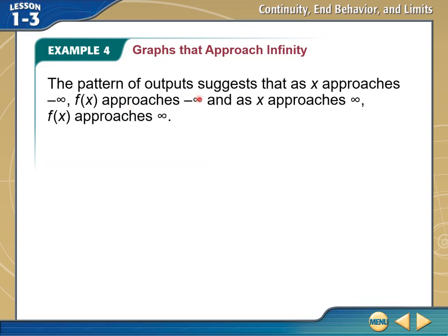Now, the pattern of output suggests that as x approaches negative infinity, f of x approaches negative infinity, and as x approaches infinity, f of x also approaches infinity. So the answer in the end must be written this way. The limit as x approaches negative infinity of f of x equals negative infinity, and the limit as x approaches infinity of f of x equals infinity. I hope I made it clear for you.